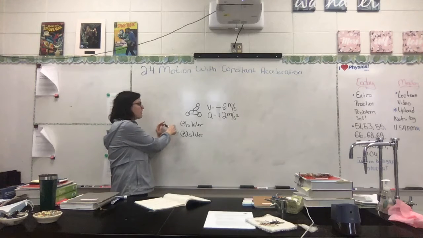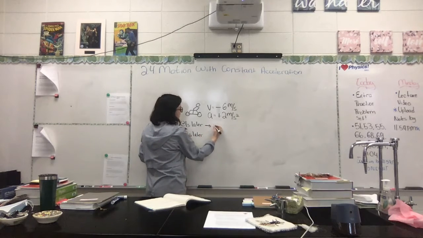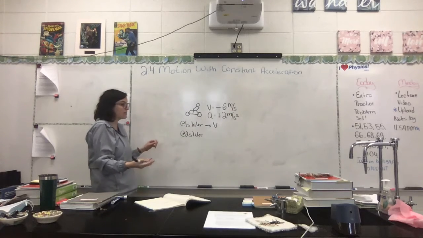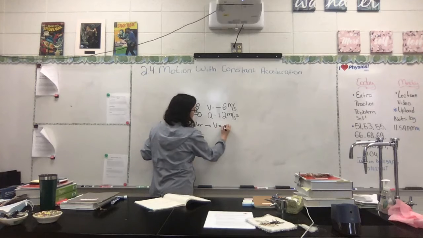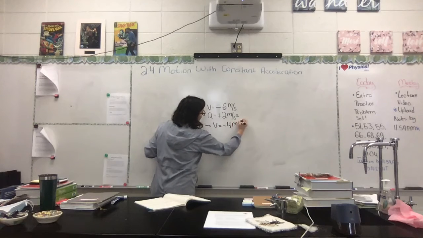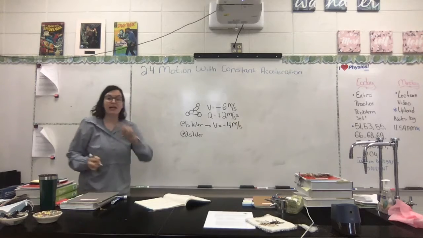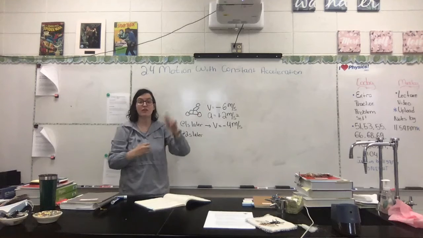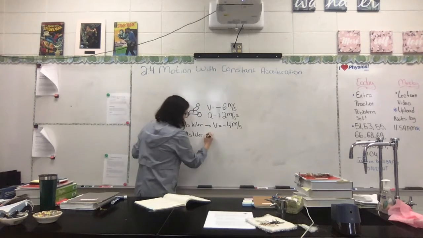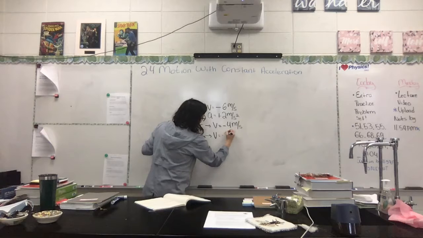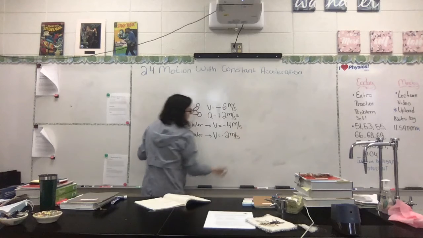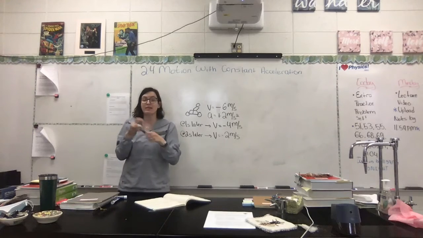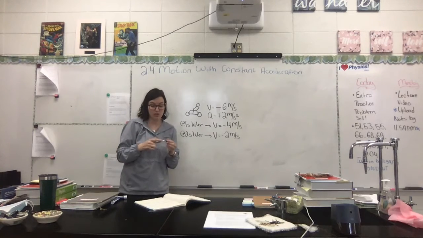So what will her velocity be 1 second later? Well, 1 second later, her velocity will have increased by positive 2 meters per second, which means that her velocity will be negative 4 meters per second. Now, 1 more second later, her velocity will have increased by another 2 meters, making her velocity negative 2 meters per second.